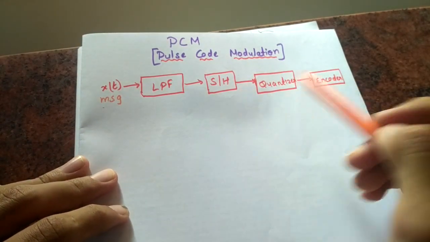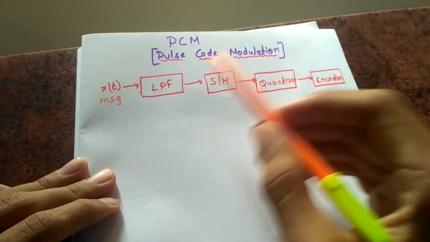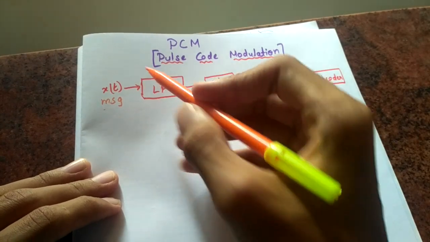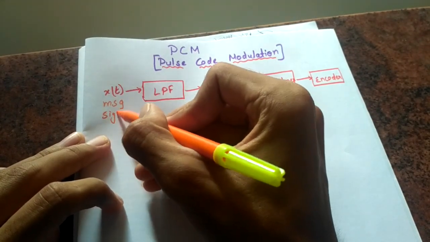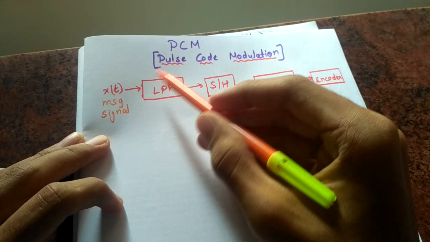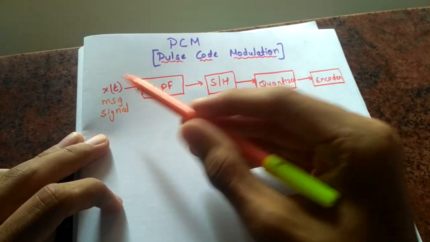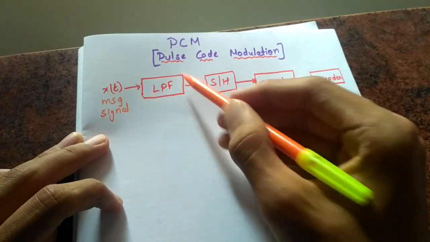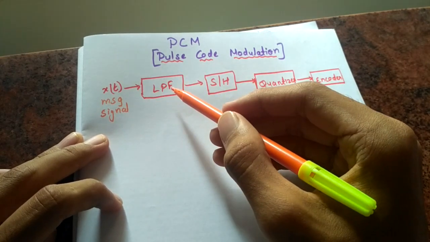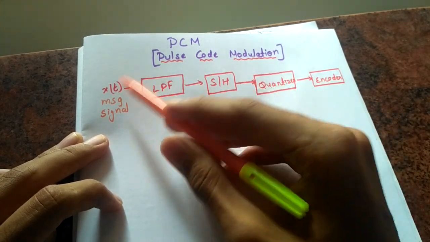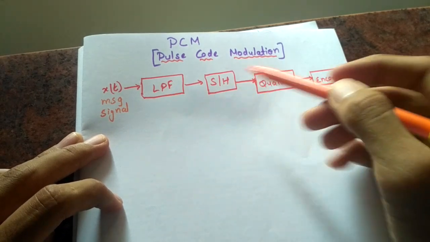So over here I am still briefly explaining what pulse code modulation is. This is the message signal x(t), and this is a low pass filter. This is done in order to band limit the message signal x(t), that is, in order to avoid the aliasing effect, so that our signal x(t) is now band limited.